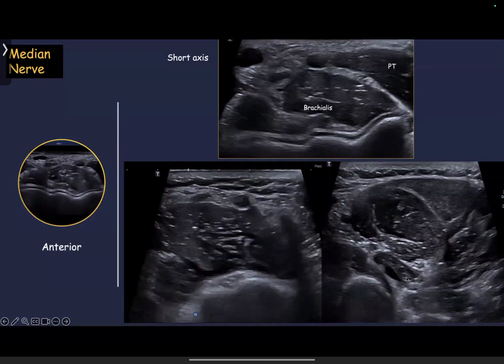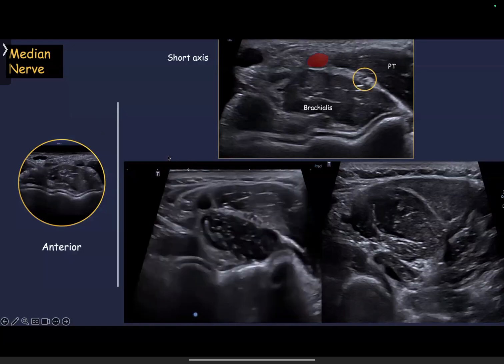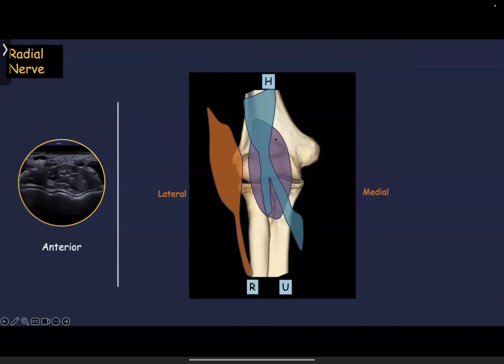Now, to look for the radial nerve, we have learned the anatomy. The central bulky deep muscle is the brachialis. Above we have the biceps muscle. Laterally, this orange-colored muscle is the brachioradialis, and then we have the supinator in between. The radial nerve comes into the antecubital fossa. Laterally, it divides into the superficial and the deep branch. The deep branch is the posterior interosseous nerve, which passes through the supinator muscle, and it has more chance of getting compressed during this course.